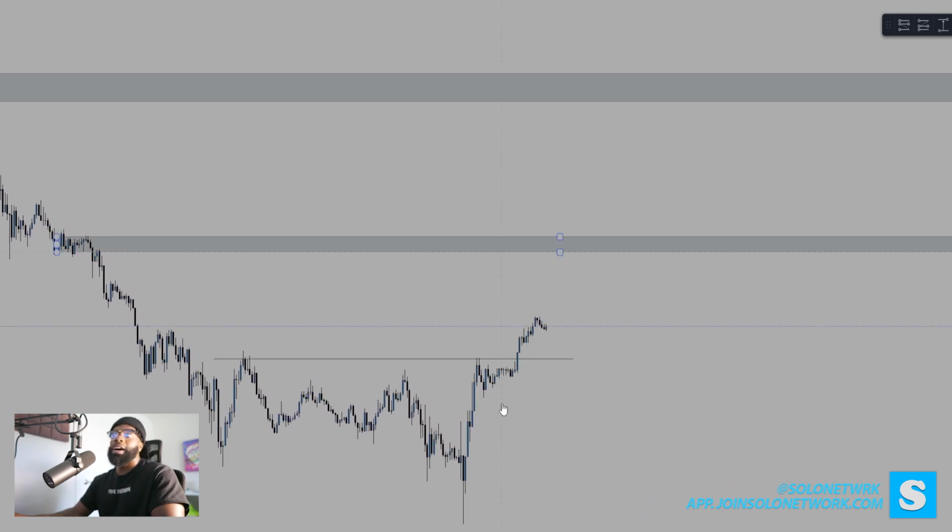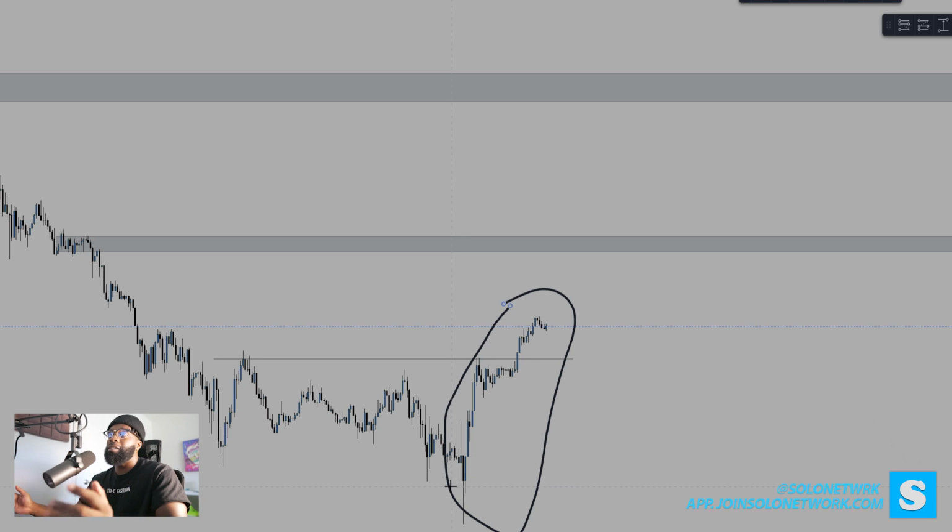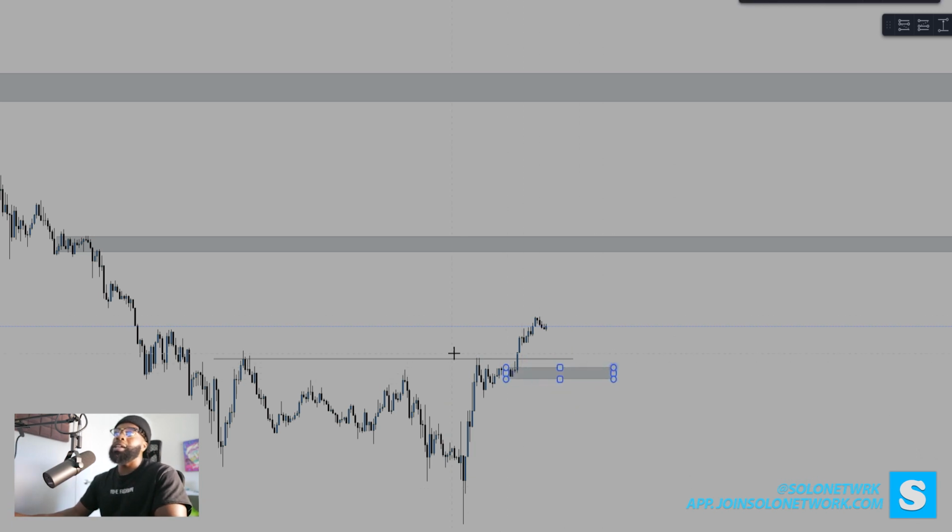Now we got the break of structure. Now that we got the break of structure, guys, guess what? What do we have here? An impulsive wave. So now that we have an impulsive wave, we can do the exact same thing. We can look for a demand level here. As I see, that is one. We can look for imbalance.